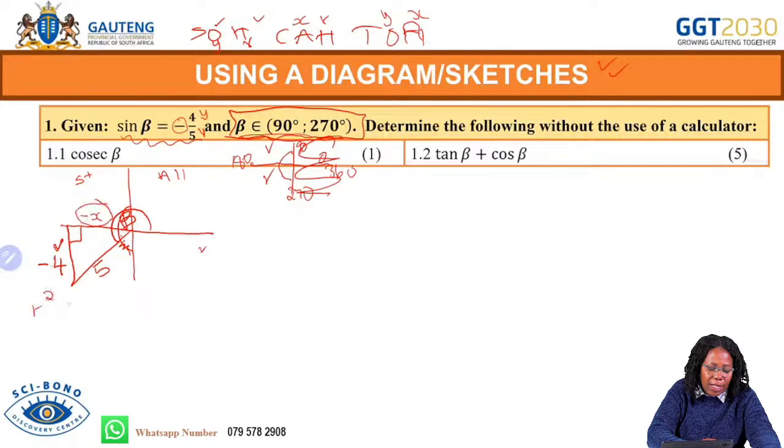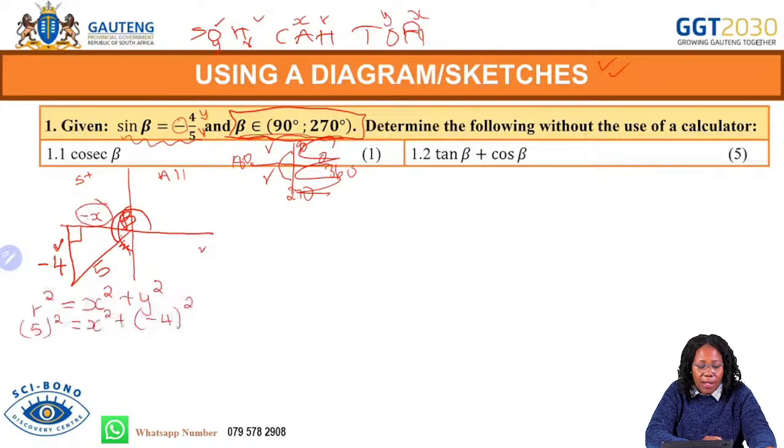So Pythagoras says that r squared, which is the hypotenuse, is equal to x squared plus y squared. And then what is our r in this case? R is 5, which is squared. The x is the one that we are looking for, and the y value is minus 4, which is squared there. What is 5 squared? 5 squared is 25. And then we have x squared plus minus 4 squared is 16, right? And then we are going to transpose this 16 into the left-hand side there. Then we'll end up with 25 minus 16 equal to x squared.